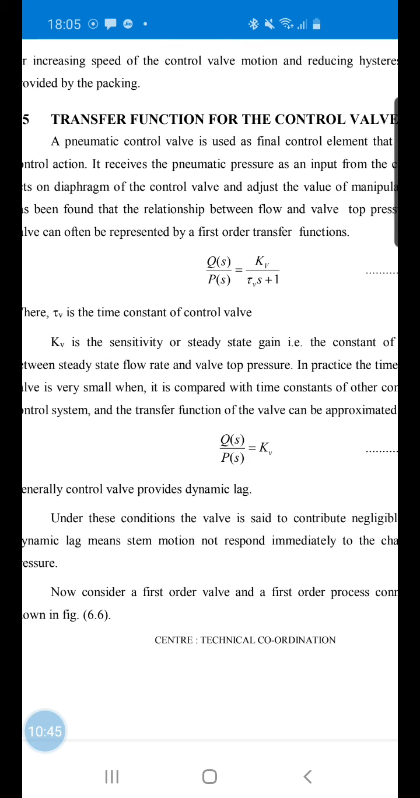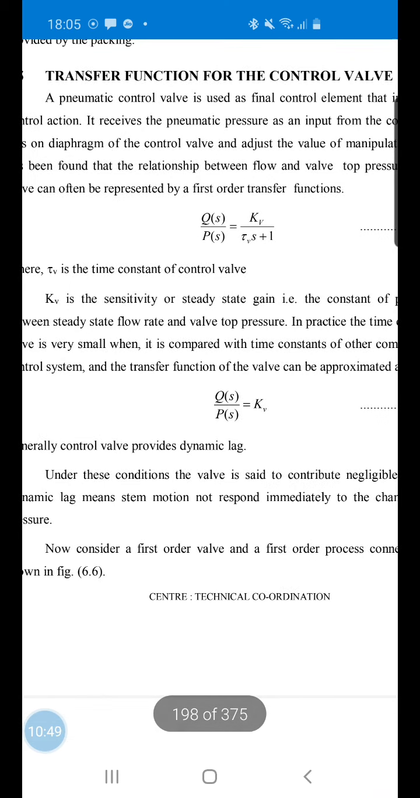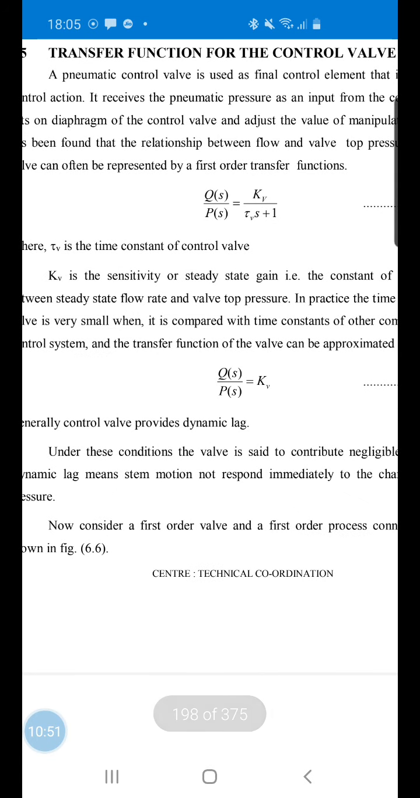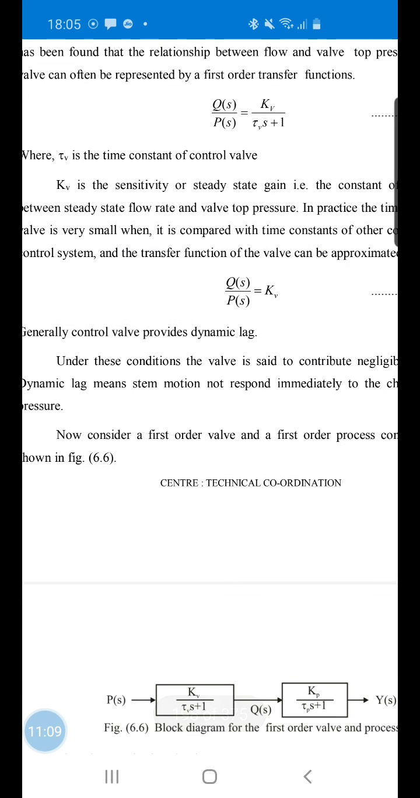In practice this tau v is very small compared to the time constants of the other components of the control system, and therefore the transfer function for the valve is approximated to only Kv, if we consider tau v to be very small compared to tau p, which is the time constant of the process. In this case the control valve is said to provide a negligible dynamic lag.